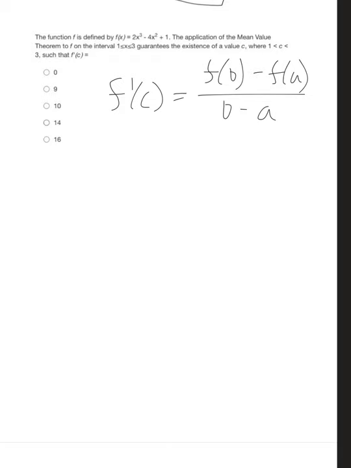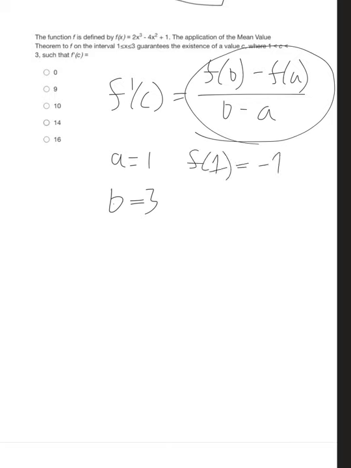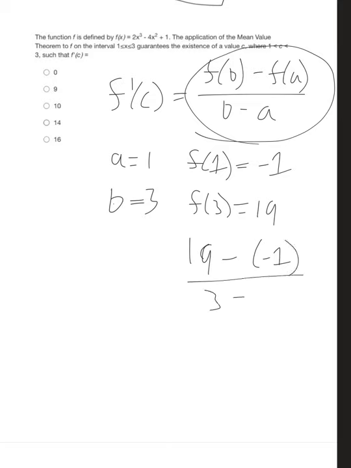Well, they're just saying f prime of C equals this. So what's this in this case? Well, A is 1, B is 3, and if I just plug in, f of 1 is going to be negative 1, and f of 3 is going to be 19 if I did my math right. So I just plug that in, 19 minus negative 1 over 3 minus 1, and I'm going to get 10. So 10.